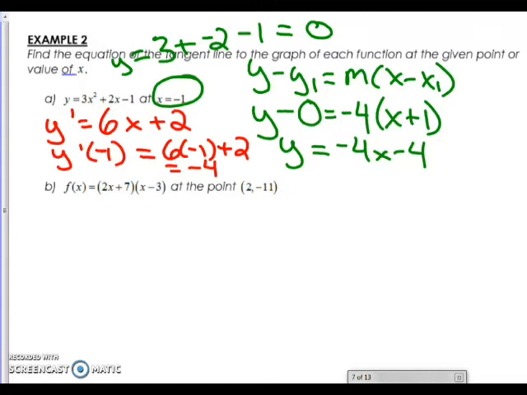Remember, we're going to answer the question asked. Make sure you're answering the full question. I wasn't allowed to just stop at that negative 4. It didn't say what's the slope of it, okay?